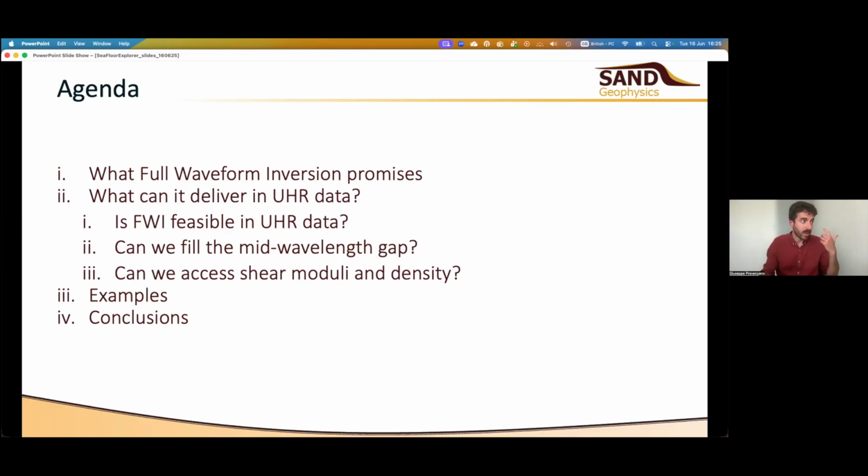And then we're going to see a couple of examples of application to very shallow geophysical characterization, one in the context of submarine landsliding, and one in the context of site characterization for wind farm foundation design.